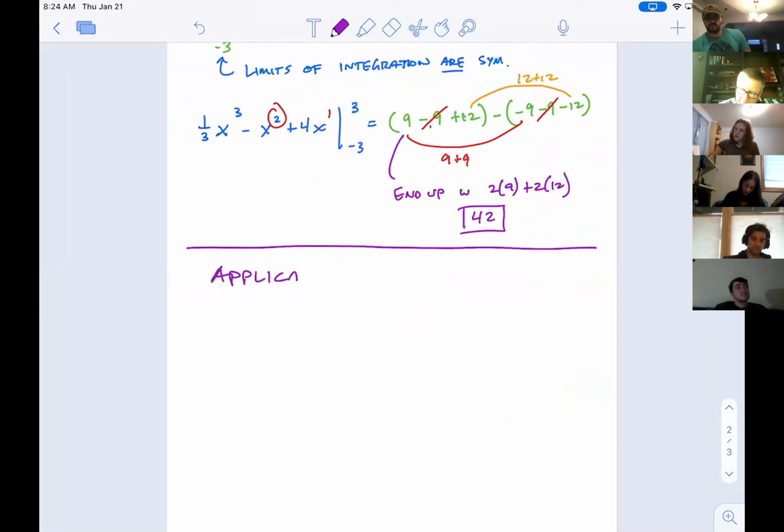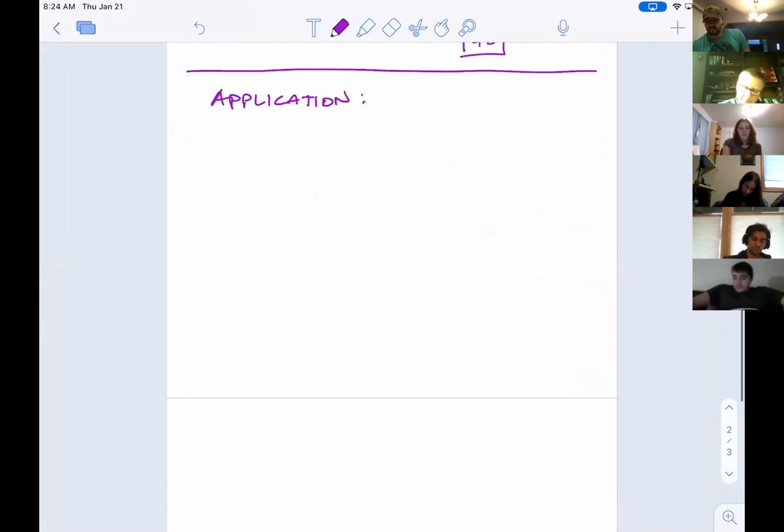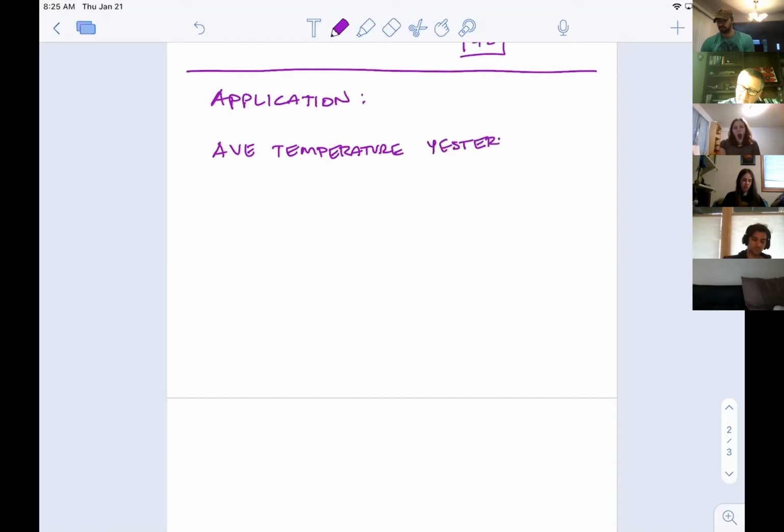So we're going to look at a simple application now. And this will likely be something you've never really thought about or considered before. But if I ask you what the average temperature yesterday was, for instance, why is that actually a really complicated question?